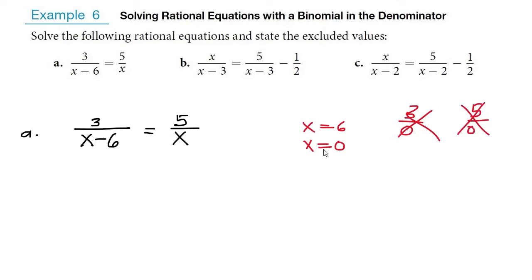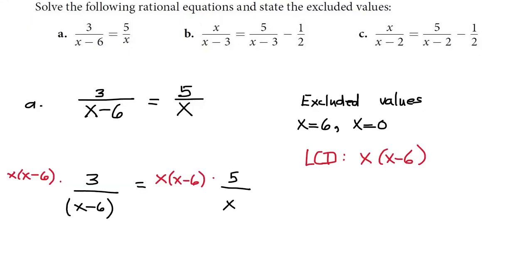So my two excluded values are x equals 6 and x equals 0. So I see that the least common denominator is the denominators. It's x multiplied by the quantity x minus 6. And if I multiply that on both sides, it looks like I've cross-multiplied, but actually this is really what I'm doing. Cross-multiplication is just a shortcut.